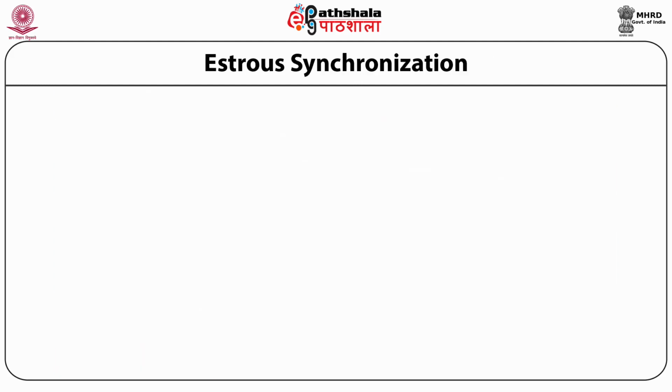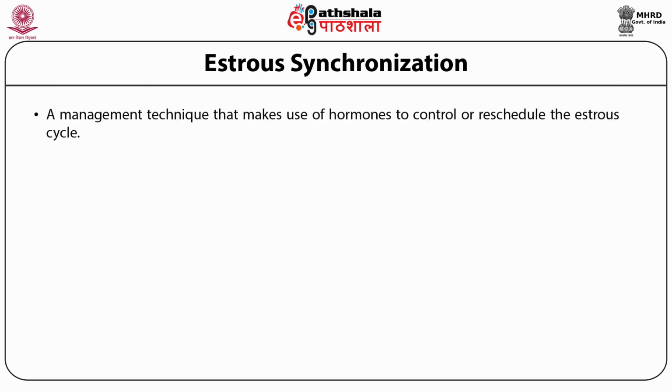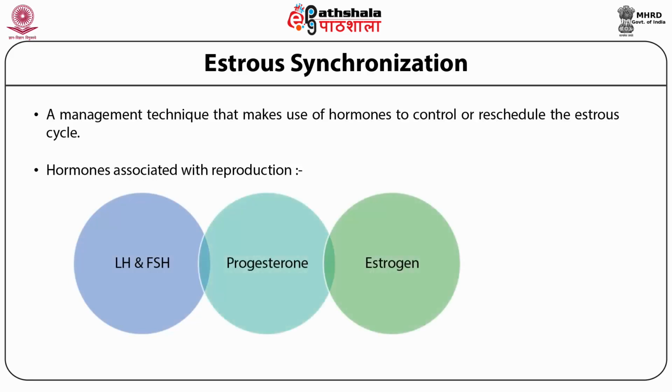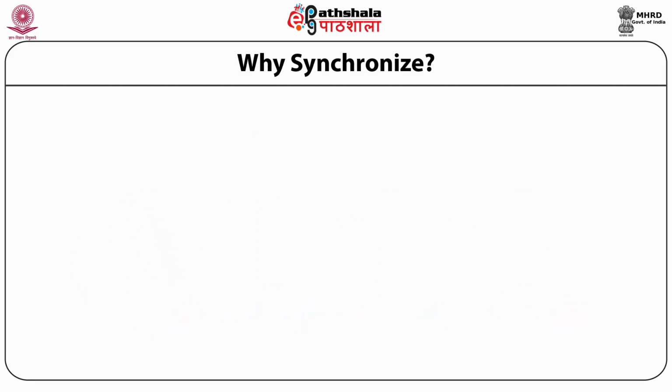Estrus synchronization. As the name indicates, synchronization of estrus. It's a managemental technique that is used to synchronize the estrus cycle of all the animals in a particular group to come in heat simultaneously. Several hormonal treatments can be used for synchronizing estrus of animals on a farm, such as luteinizing hormone, FSH, progesterone, estrogen, prostaglandins. So what is the need to synchronize the estrus cycle?